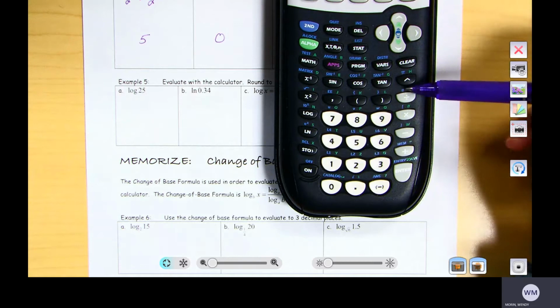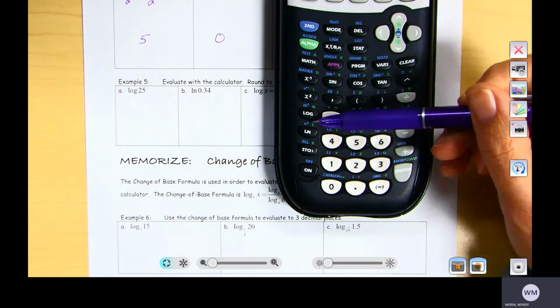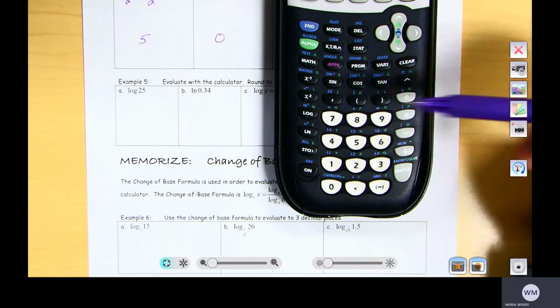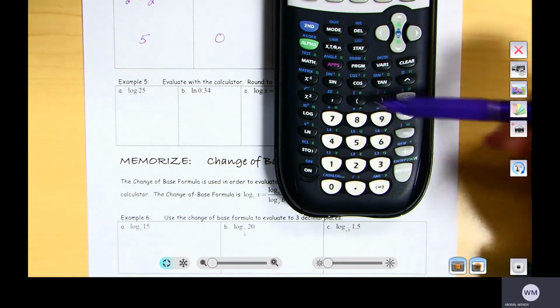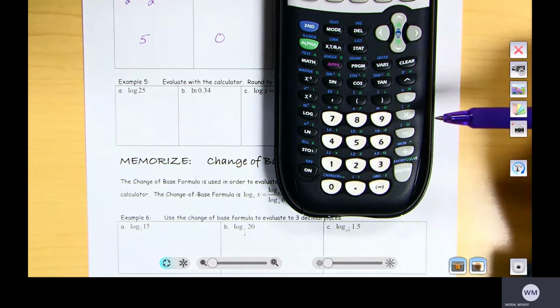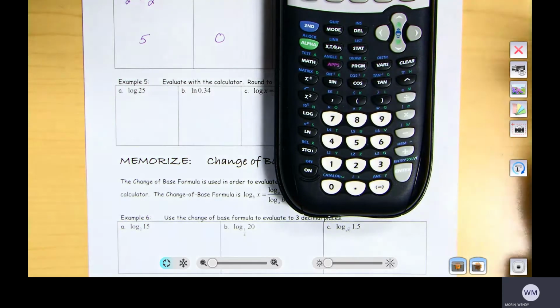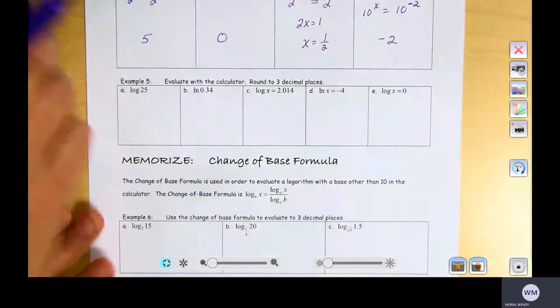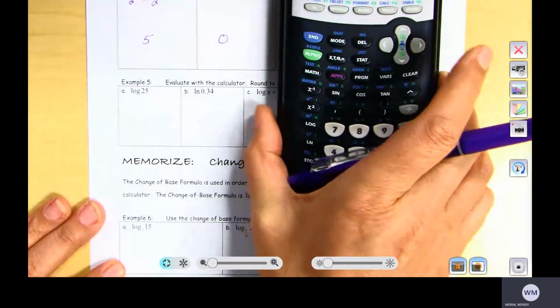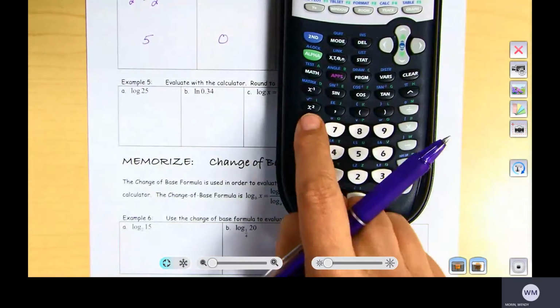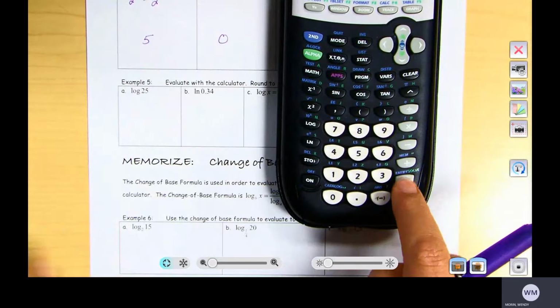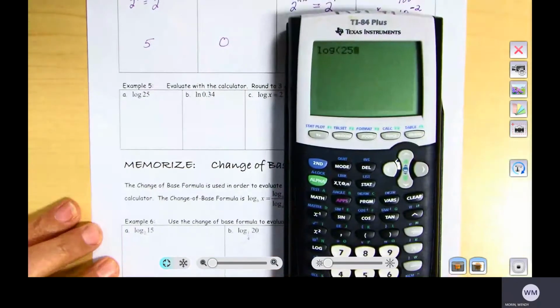You also have an E button here if you wanted to do E raised to any power. You can use this one and raise it to any power, or you can use this one. You could do 10 raised to any power, or you could just use this one, okay? So calculator problems are just typing them into your calculator correctly. So log of 25 is going to look like this.